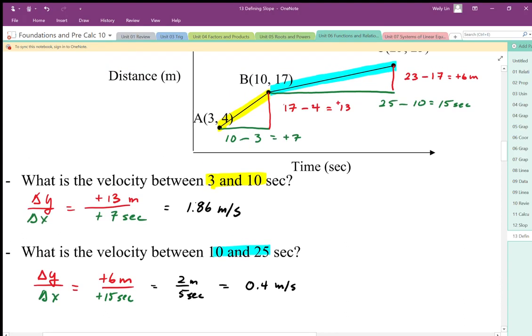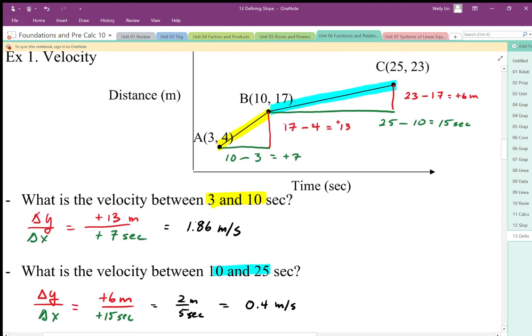And we can see that the speed or the velocity is smaller here because the slope is smaller, and the velocity is greater here because the slope is greater.